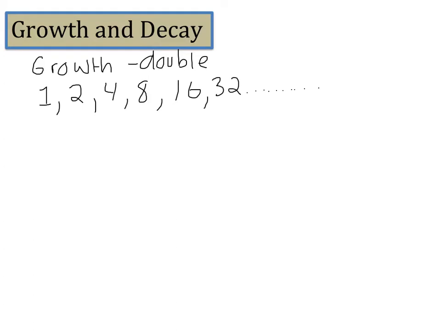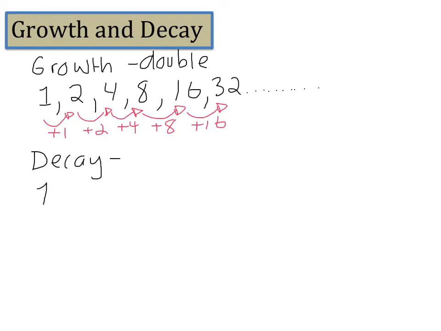Okay, notice how the increase happens every time. Here there was a plus 1. Here we had a plus 2. Here we had a plus 4, a plus 8, and a plus 16. The growth increased every time. So now let's look at decay.